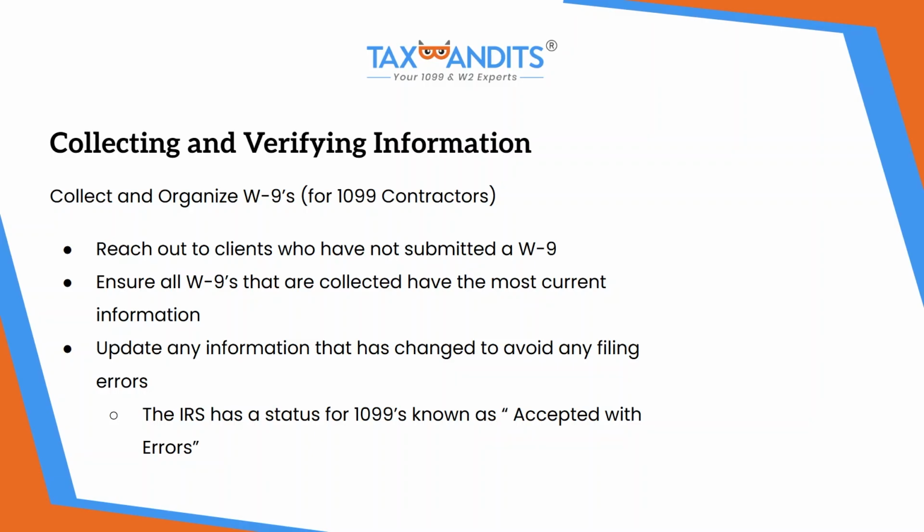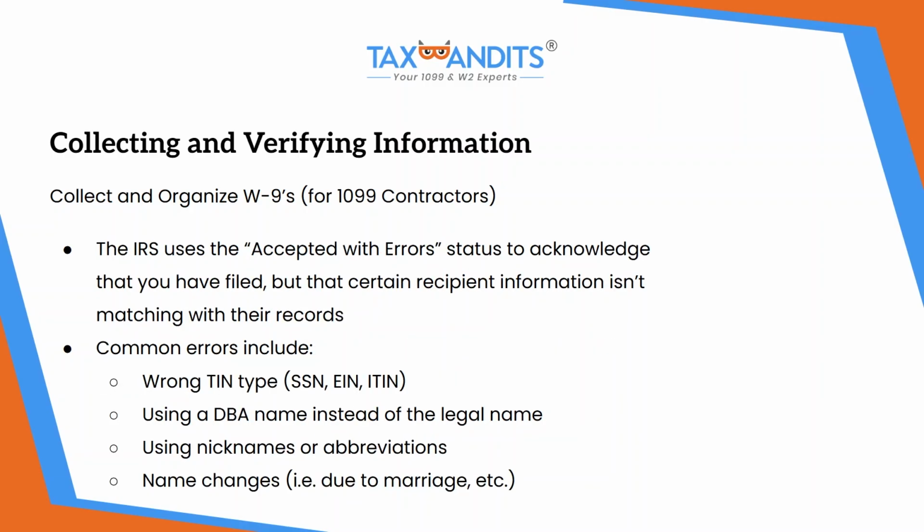And also, the IRS has a status for these 1099 forms known as accepted with errors. Collecting and verifying information is very important when prepping for the upcoming January season. The IRS uses the accepted with error status to acknowledge that you have filed your 1099 form, but there is certain recipient information that does not match with the IRS database and their records.